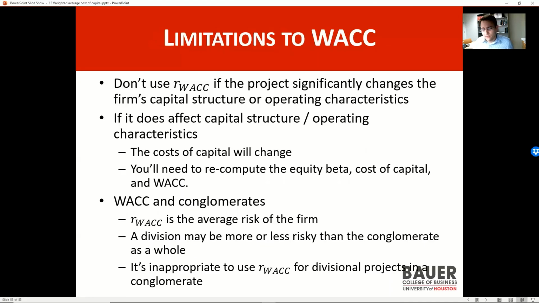So we'll leave off here. What we'll talk about next time is how to relax some of these limitations. How can we discount projects in a conglomerate? For example, we have to make certain adjustments to the discount rate to reflect the different risks in each division and perhaps the different financing sources in each division as well.